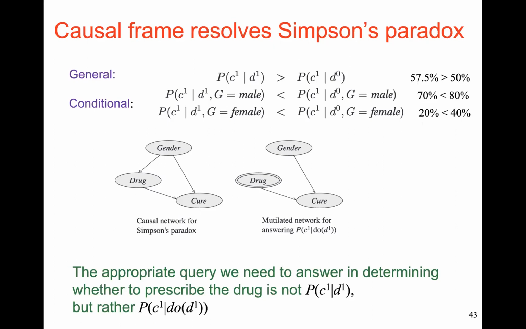What is happening here? So this is a mutilated network. If you use this idea of a mutilated network for answering P of C1 given D1, where we are setting this drug, the appropriate query we need to answer in determining whether to prescribe the drug or not is not P of C1 given D1, but P of C1 given do D1. All right, so you want to take the influence out. So that is the query to be asked.